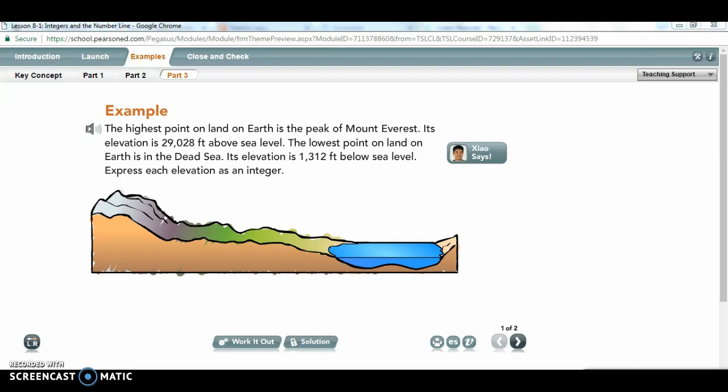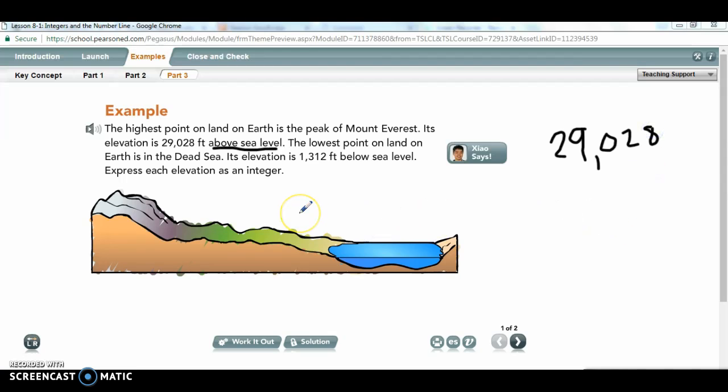We're now looking at integers with real-life examples. So we want to express these elevations as an integer, which means we want to express it as either a positive number or a negative number. So the highest point is Mount Everest, which would be up here, and that's 29,028 feet above sea level. If it's above sea level, that's going to express as a positive number. So I would simply write 29,028.